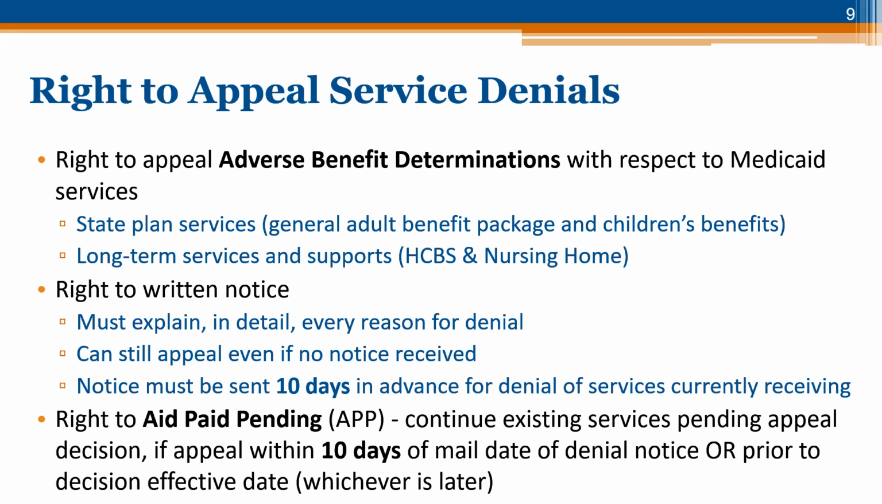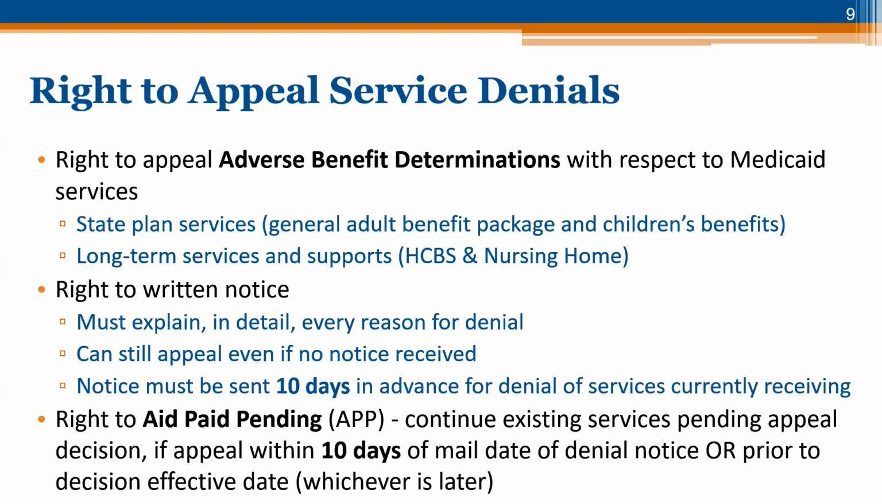But if there is a notice, which there should be, it has to be sent 10 days in advance for any denial of a service that someone's currently receiving. So if someone's currently receiving a prescription drug that they've been getting ongoing, it needs to be sent in advance. If somebody is getting home care, that notice needs to be sent in advance. And then there's a right to aid paid pending, the ability to continue the existing services while waiting for the appeal decision, if the person appeals within 10 days of the mail date on the denial notice or prior to the effective date of the decision. So this is why the 10 days advance notice is important.